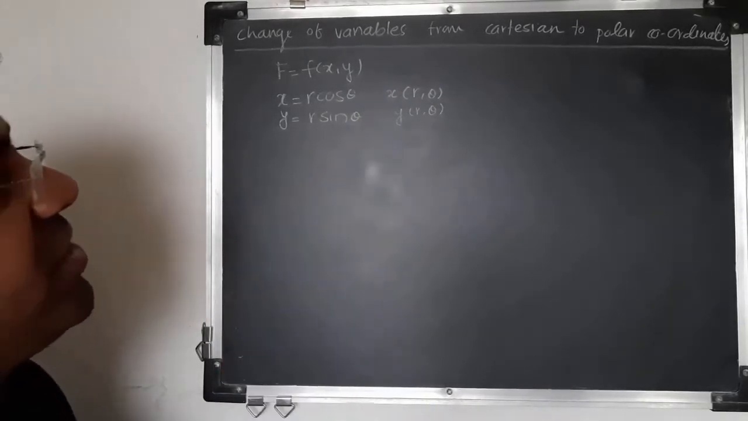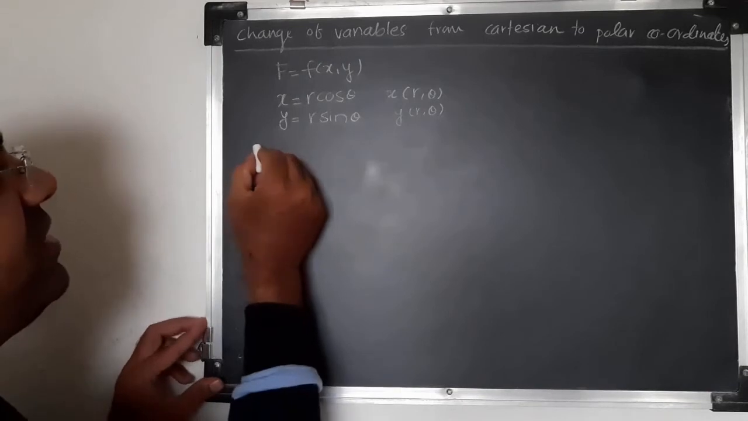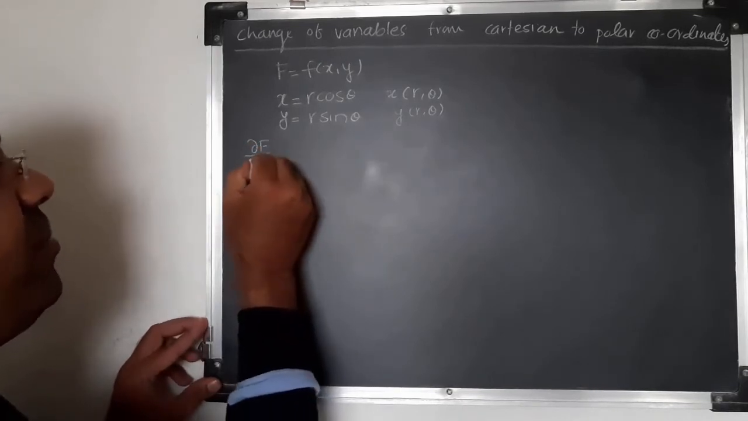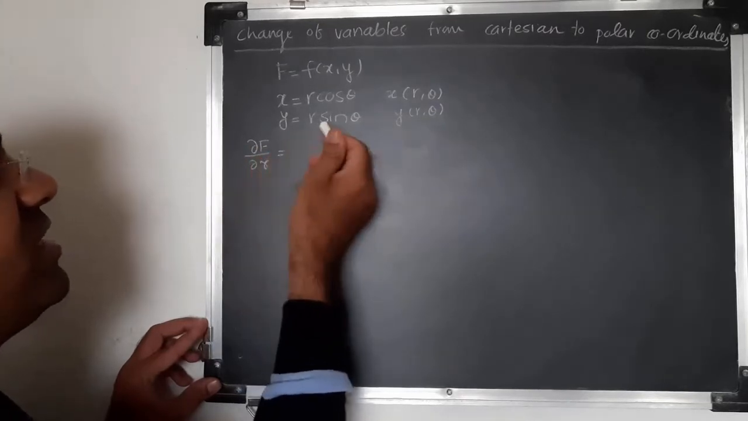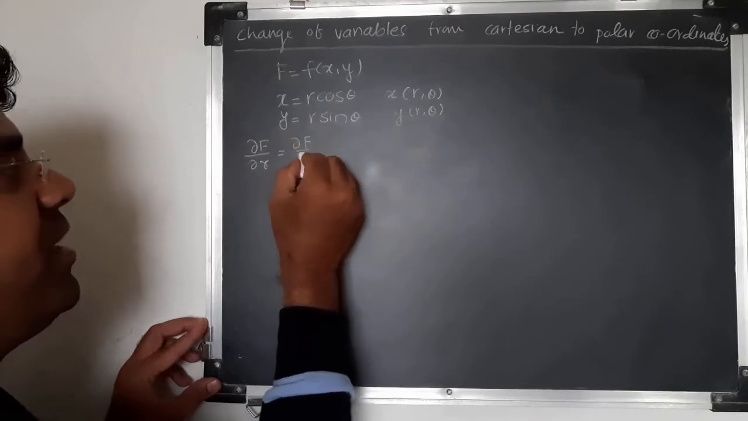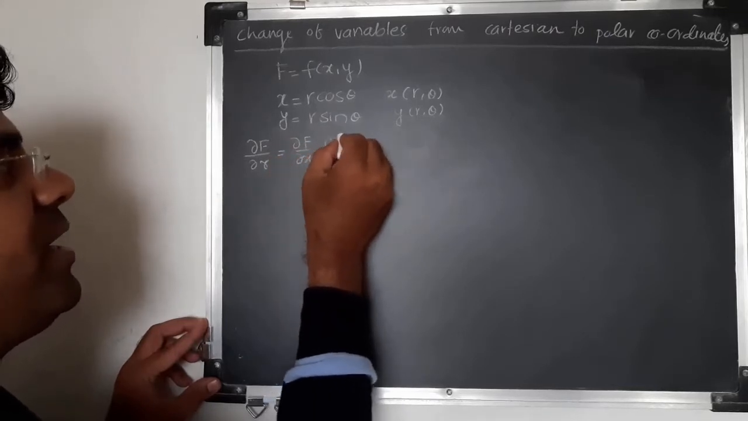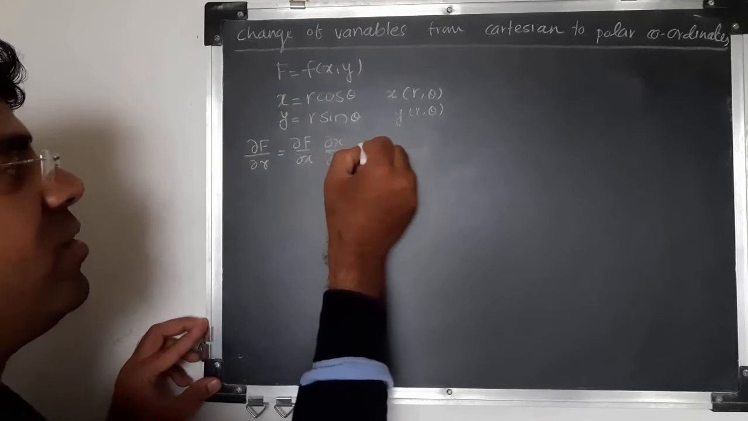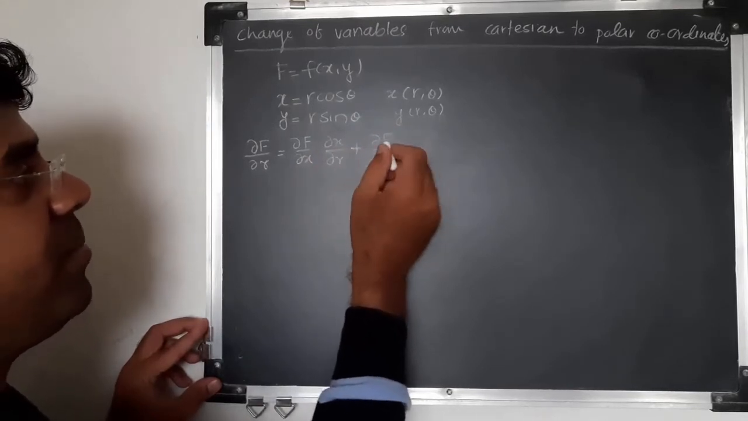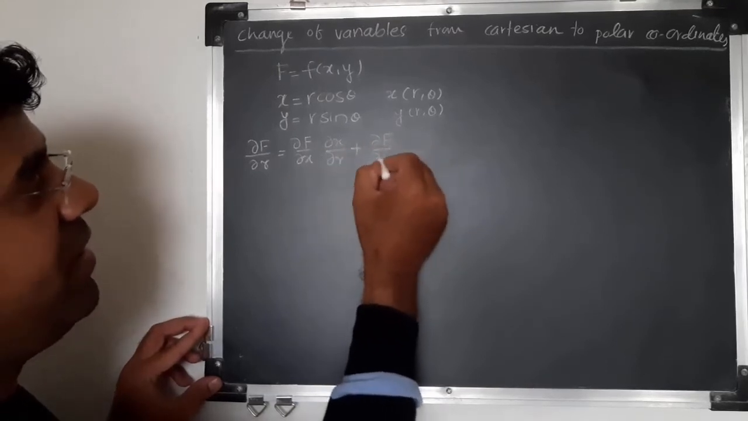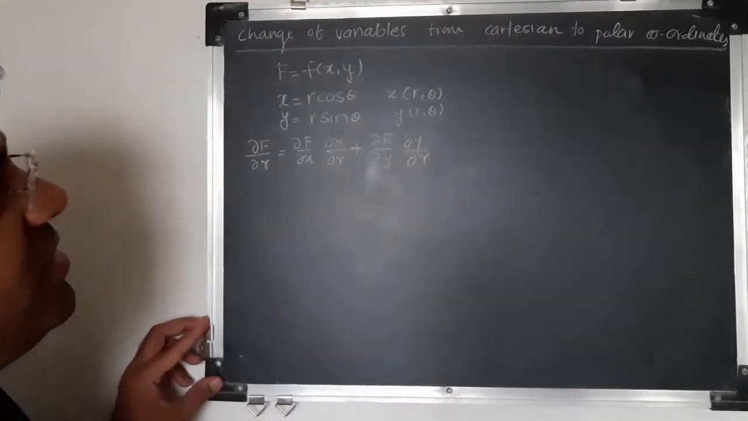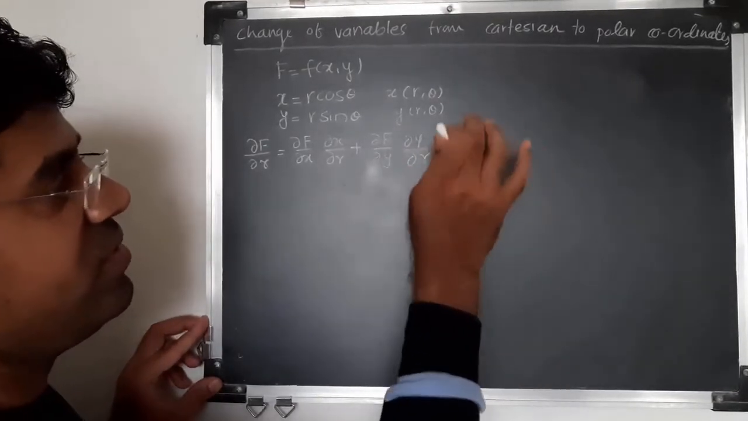So we can apply the chain rule over here. So that is nothing but what? This is ∂f/∂r, which is nothing but ∂f/∂x into ∂x/∂r, plus ∂f/∂y into ∂y/∂r. This is according to the chain rule.